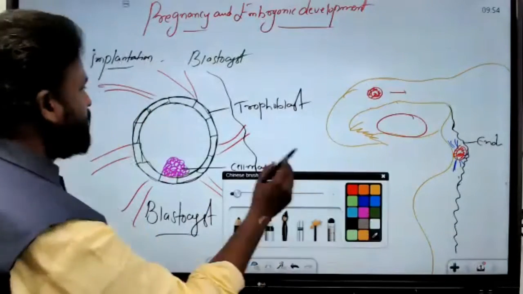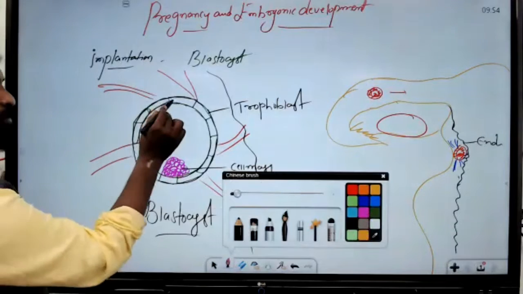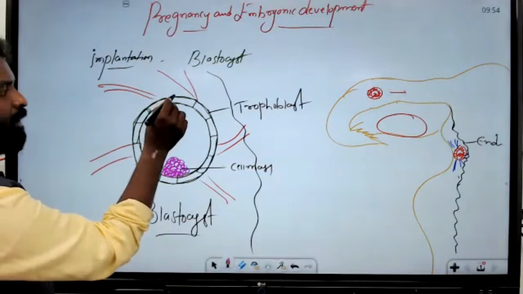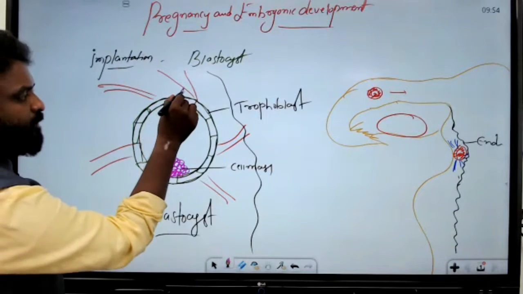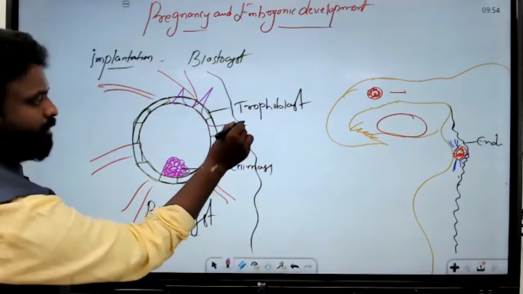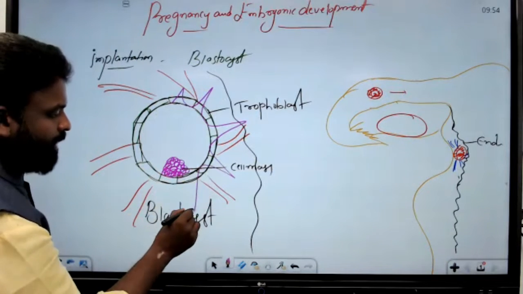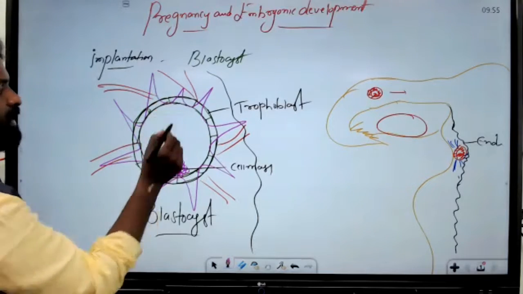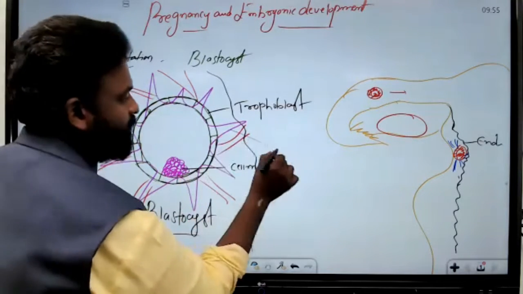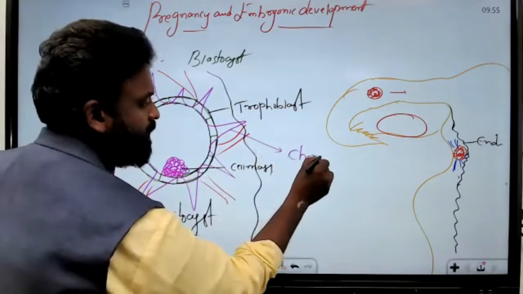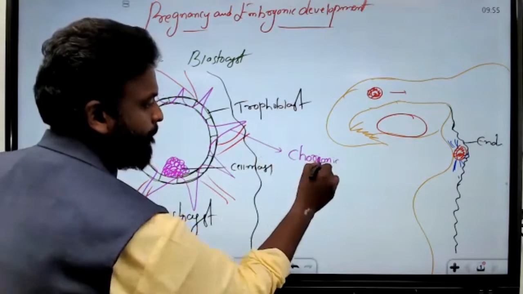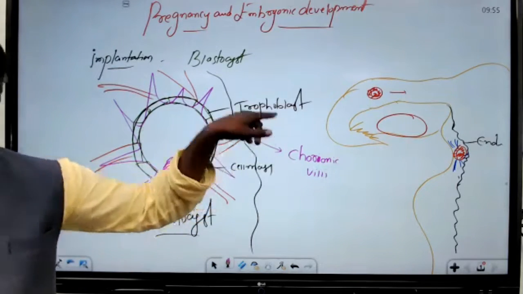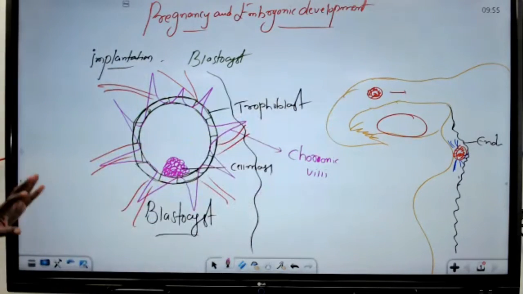Soon after implantation, from the cytotrophoblast of the trophoblast, there is a chance for finger-like projections to arise. The finger-like projections of the trophoblast are called what? Chorionic villi. That's it. The finger-like projections of trophoblast are called what? Chorionic villi. So now I am asking you all, what is it here?